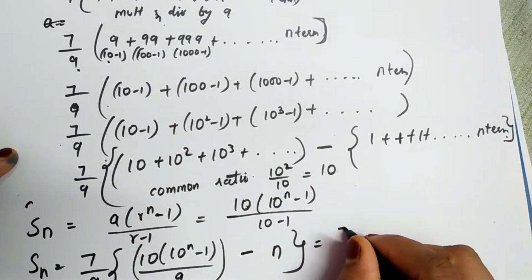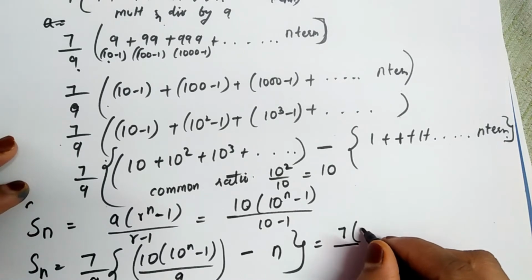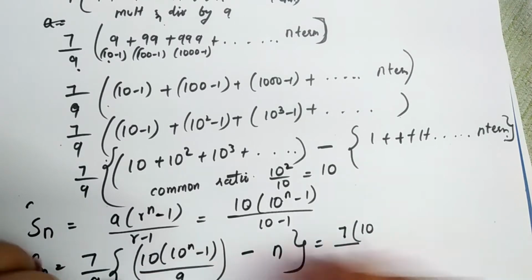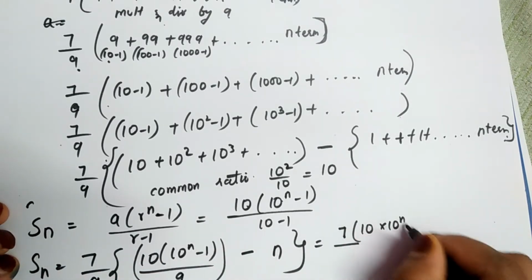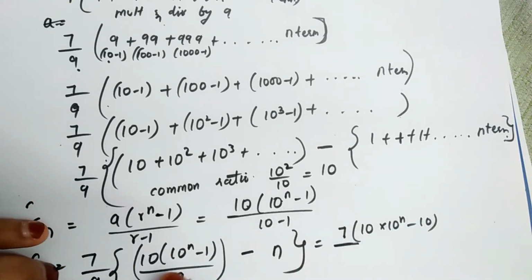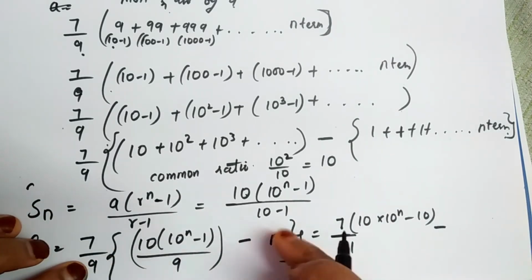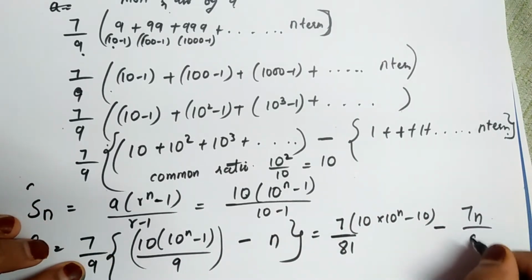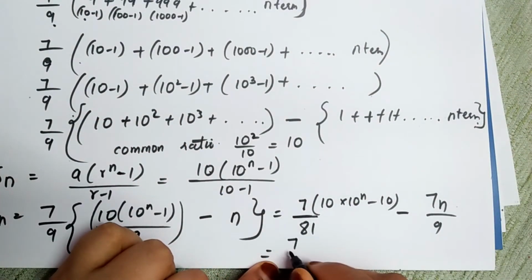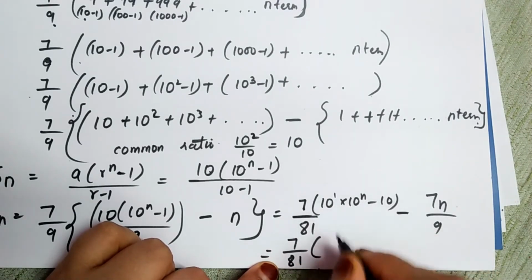How will it be? 7 into 10 to the power of, bases are same, power gets added, 10 into 10 to the power n minus 10. We are expanding the bracket. Okay, divided by 9 into 9 is 81 minus 7 by 9, 7 into n, 7n divided by 9. So what we are doing, we are just simplifying the last term. 7 by 81 into, bases are same, power gets added.